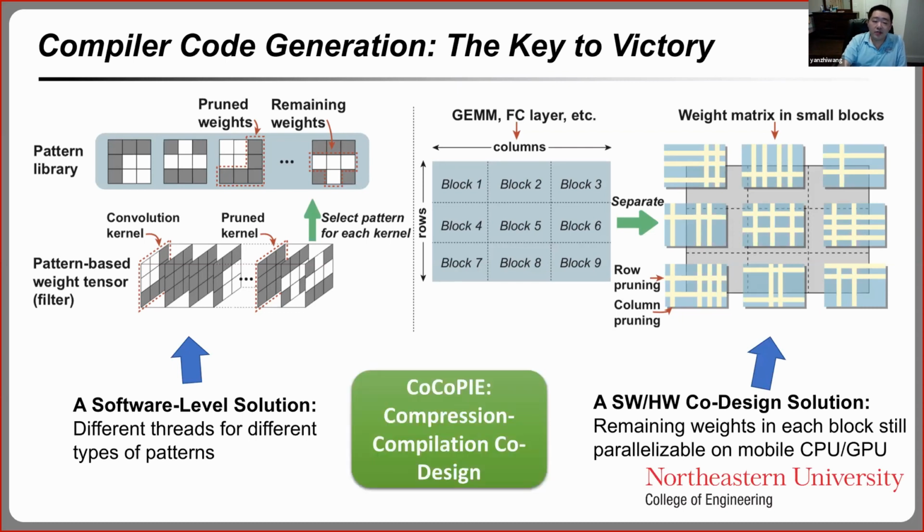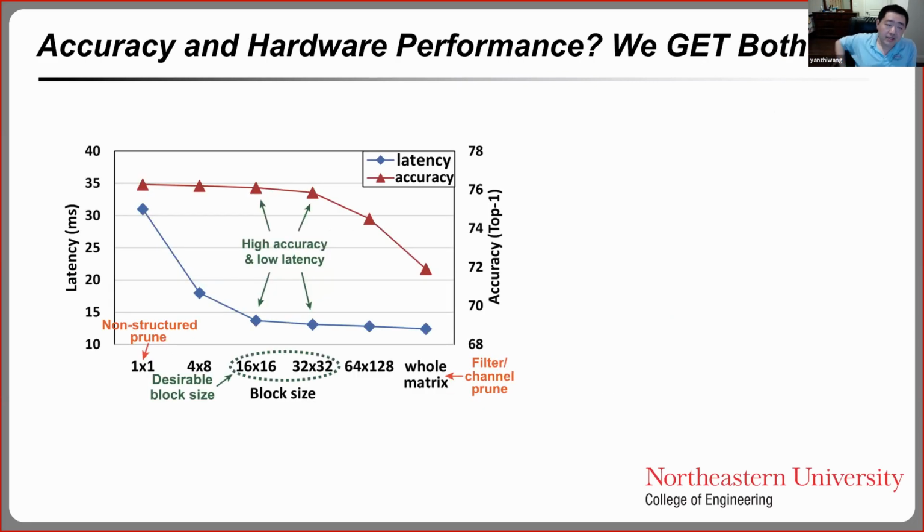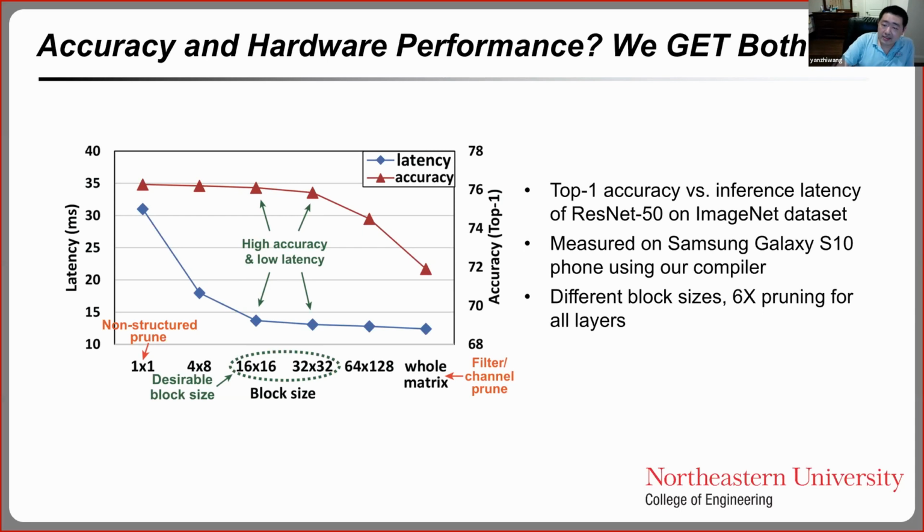So we call this framework CoCoPIE, which is Compression-Compilation co-design. We show that compilation is a must. Accuracy and hardware performance: we want both, and now we can get both. We see this example. This is the accuracy versus inference latency of ResNet-50 on the ImageNet dataset, measured on a smartphone, the Samsung S10, using our compiler.